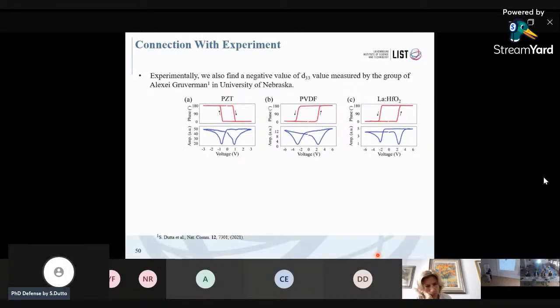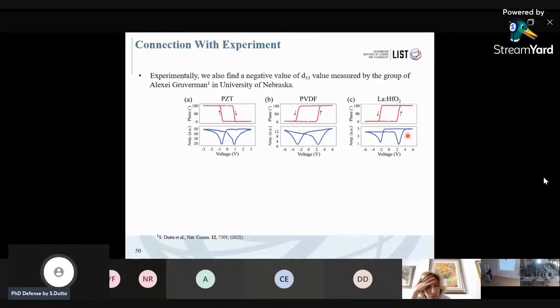So, in the course of this work, we collaborated with an experimental group at the University of Nebraska, and they have measured the piezoelectric response in hafnia. They considered two other reference materials. PZT is a perovskite oxide, where it is known in the literature that it has a positive value of piezoelectric response d33. And let me say one thing: d33 is a quantity that is easily accessible in the experiment, so we measure that in the experiment. PZT has a positive d33 and PVDF is a ferroelectric polymer and it has a negative d33.